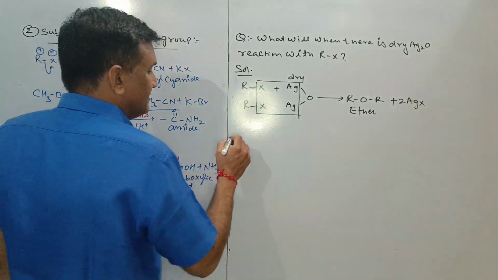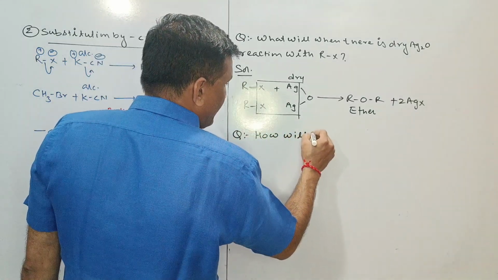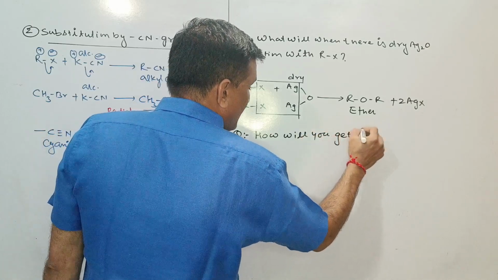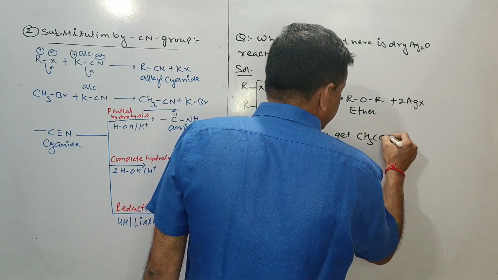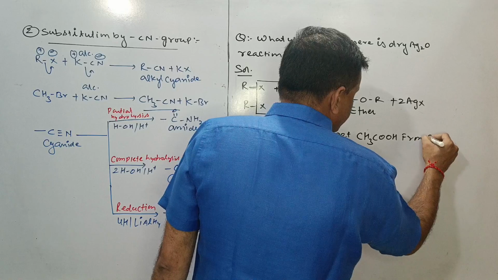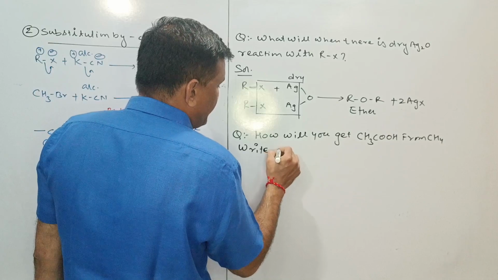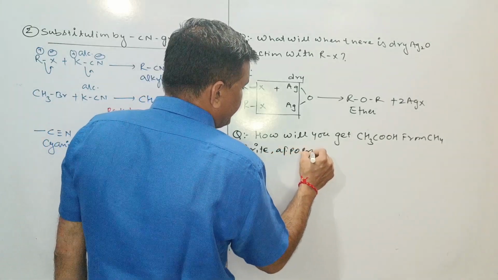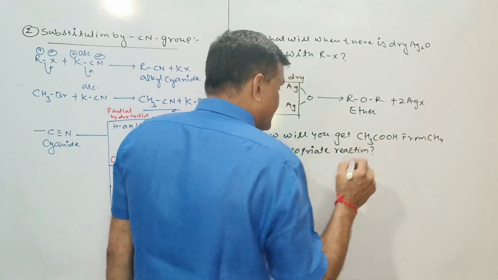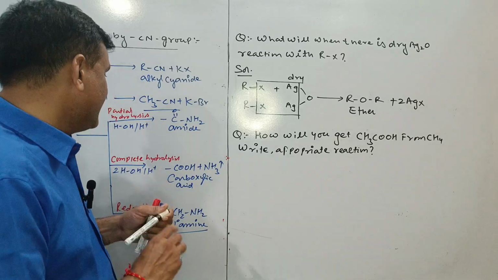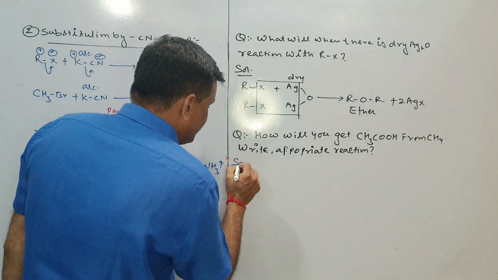One important question, what is that? How will you get CH3COOH from CH4? Write the appropriate reaction for this. We have to explain this through chemical reactions. Explaining through chemical reactions, this is the solution we have.